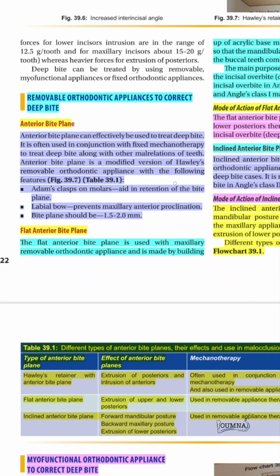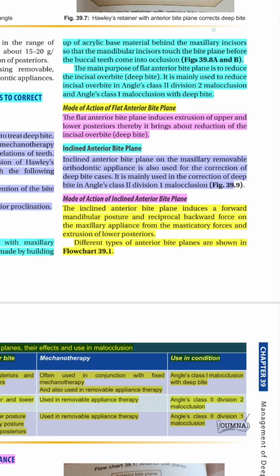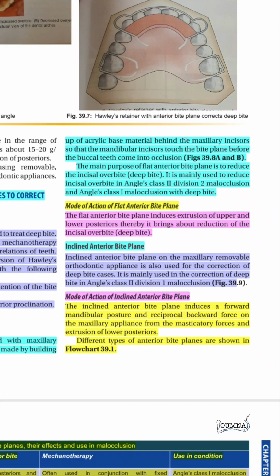It can be corrected using an anterior bite plane in conjunction with fixed mechanotherapy, by adding acrylic on the maxilla behind the incisors so that the mandibular incisors touch the bite plane before the buccal teeth come into occlusion. So we are doing an early occlusion on the anterior portion, where we are increasing the anterior intrusion and permitting the posterior extrusion.